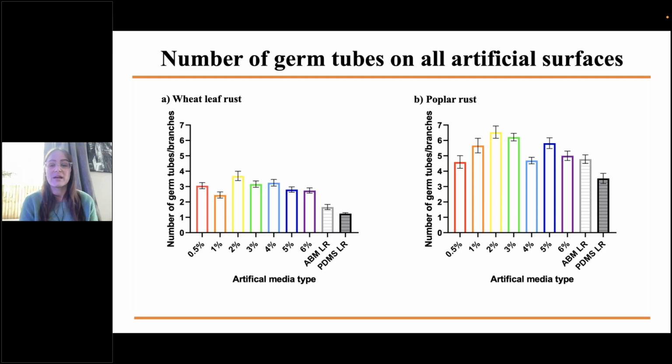And this is possibly another indication that they were in fact recognizing those surface features and therefore not putting out as many germ tubes to search for them. So that was another really good sign. Myrtle rust, it was a lot more variable, a lot more randomized, not a huge indication with the agar-based media leaf replica, but there was lower numbers on the PDMS leaf replica, so that could be related to what I was seeing, where they were sort of putting more energy into one really long germ tube, possibly trying to search for either nutrients or the stomata.